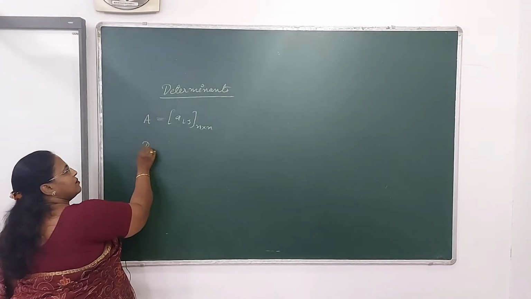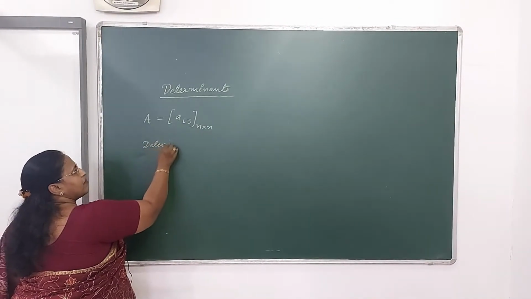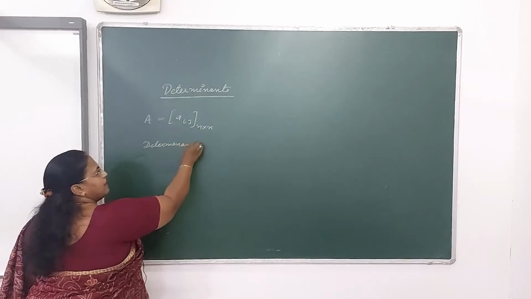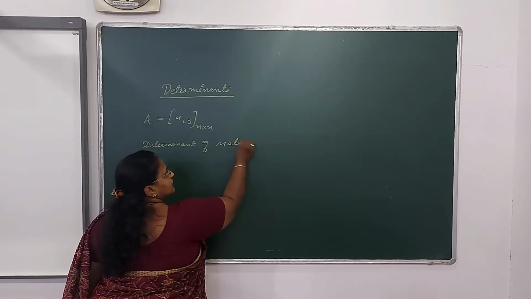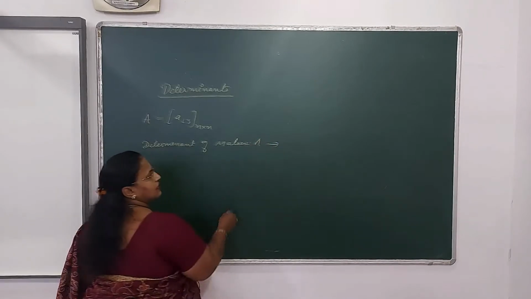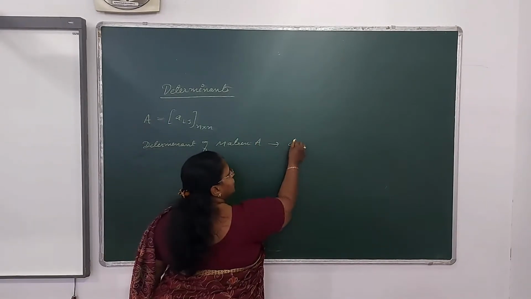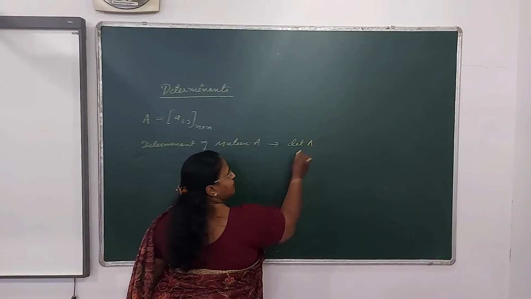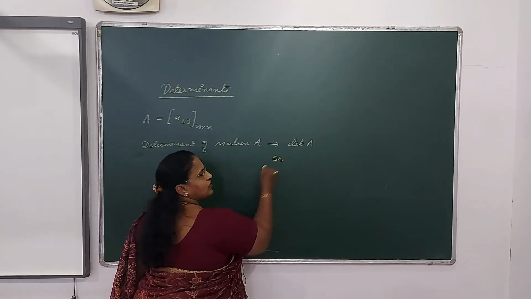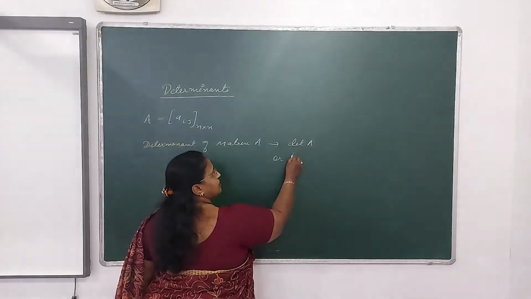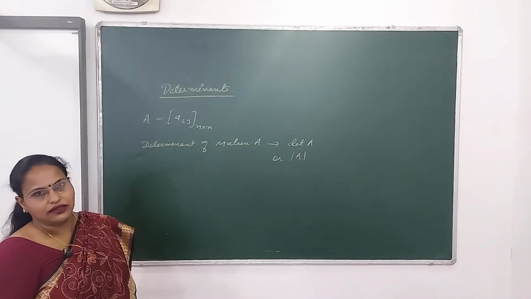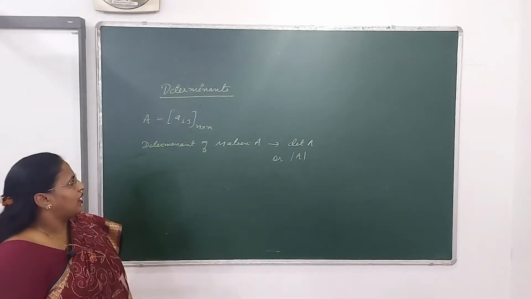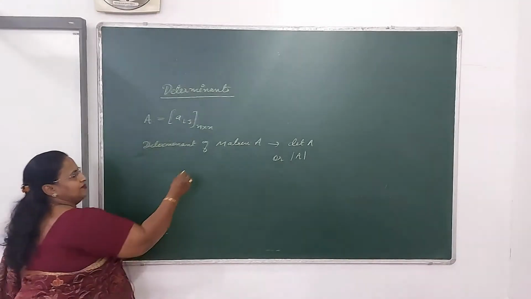Then the determinant of the given square matrix, determinant of matrix A, is denoted either by writing det A, or the most commonly used symbol for determinant, within bars, you will be writing down A. Okay. So now let us see here.